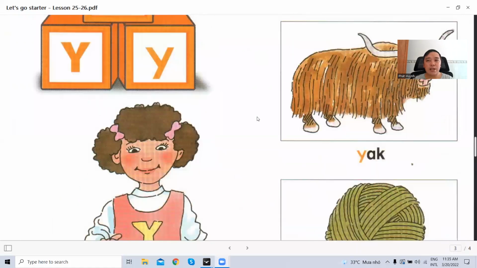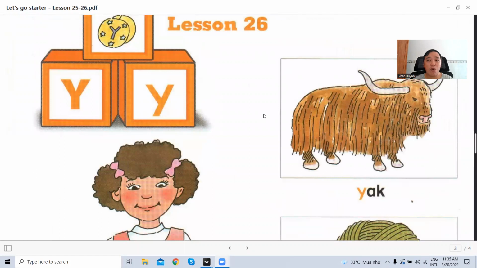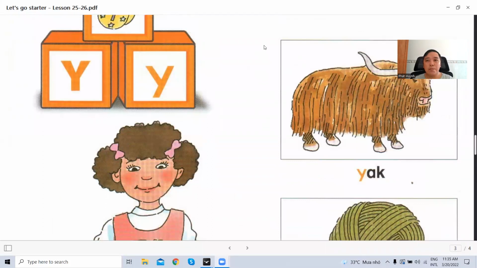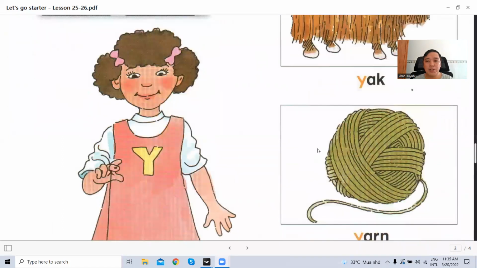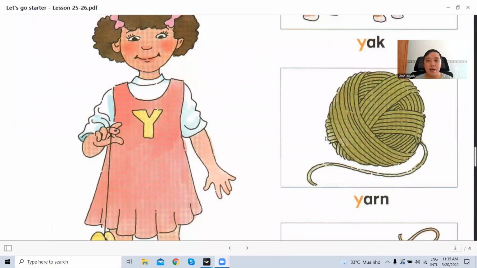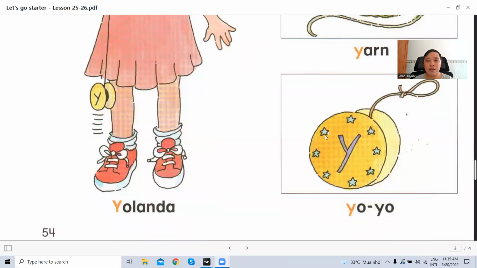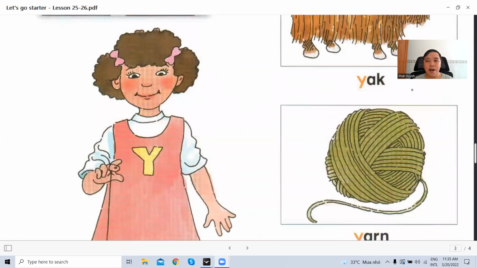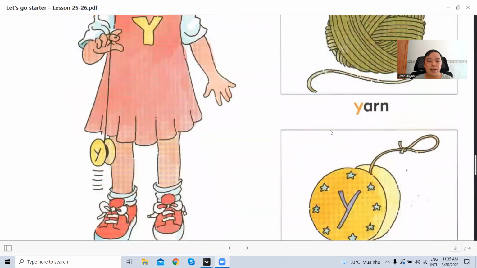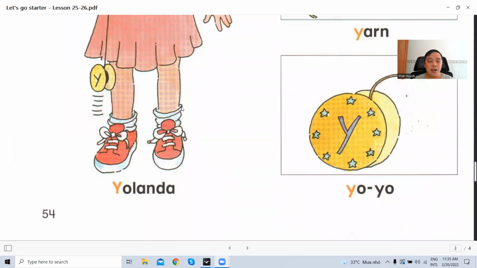Now, let's read all four words together. Chúng ta đọc bốn từ cùng nhau nha. Now, number one. Yak, yak, yak. Number two. Yarn, yarn. Okay. Number three. Yo-yo, yo-yo. Yarn, yarn, yak, yak. Okay, now number four. Yolanda, Yolanda, Yolanda. That's good.